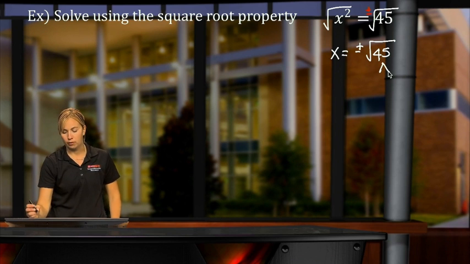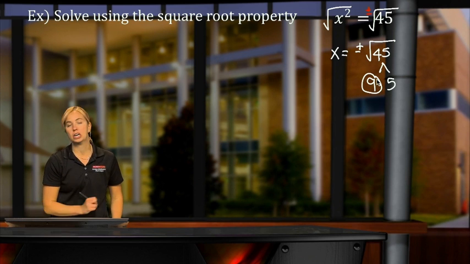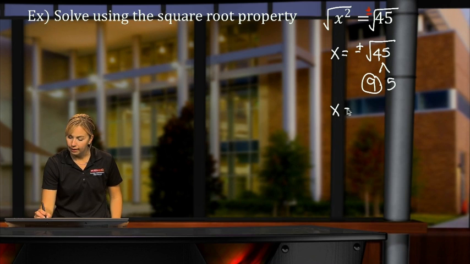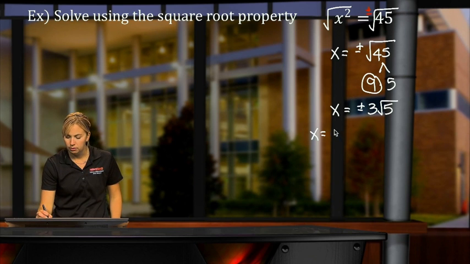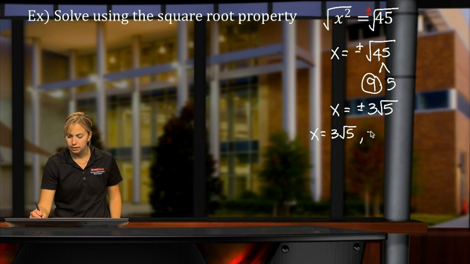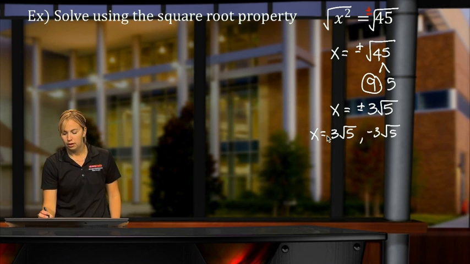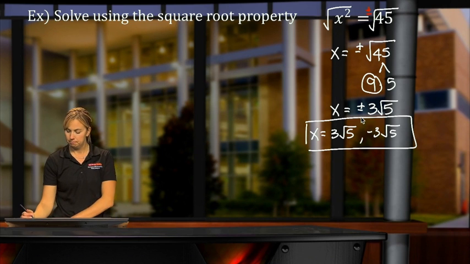We must always simplify our radicals. We can factor 45 as 9 times 5, where 9 is a perfect square. X equals plus or minus 3 square root of 5. This yields two solutions. We can separate them with a comma. 3 square root of 5 and negative 3 square root of 5. That's your plus and minus. If you want to leave it in the notation using plus or minus, that's fine with me.